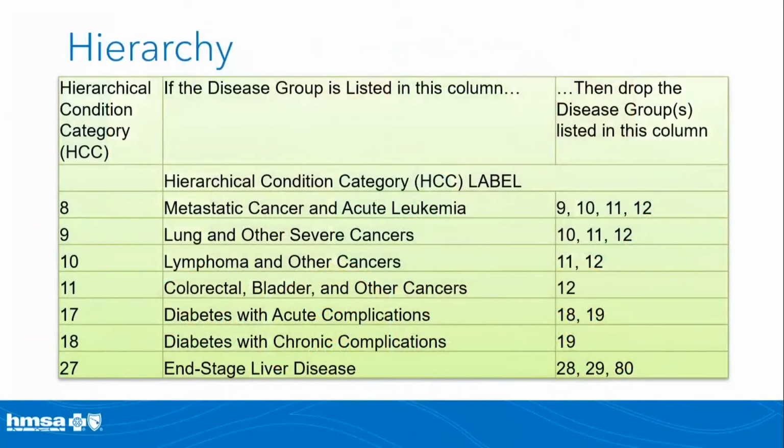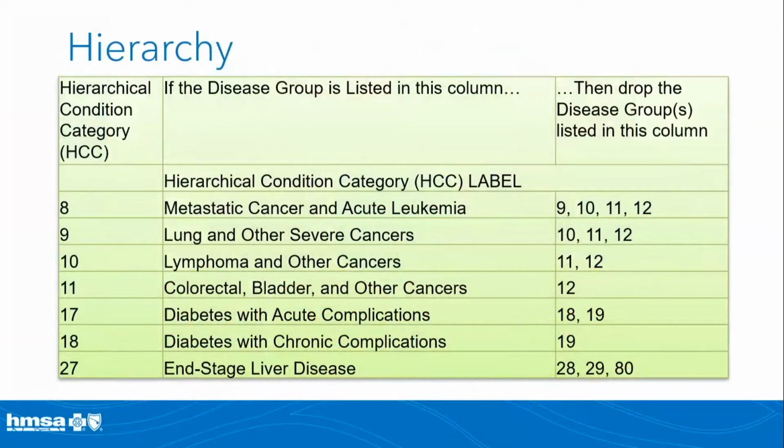Some CMS HCCs belong to families that are subject to hierarchy elimination. If providers report multiple conditions that map to a family in a single calendar year for a patient, only the HCC representing the most severe condition is used for risk score calculation.